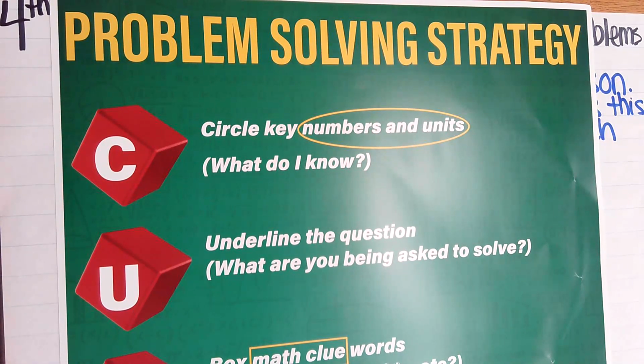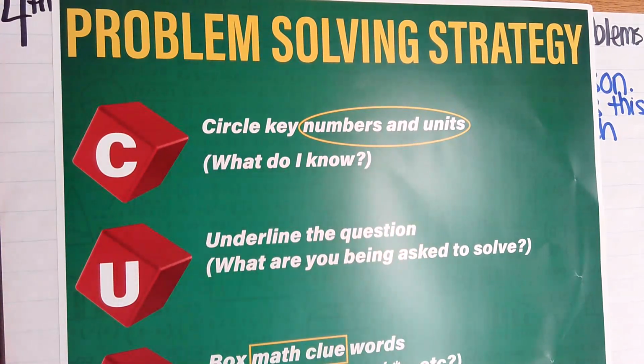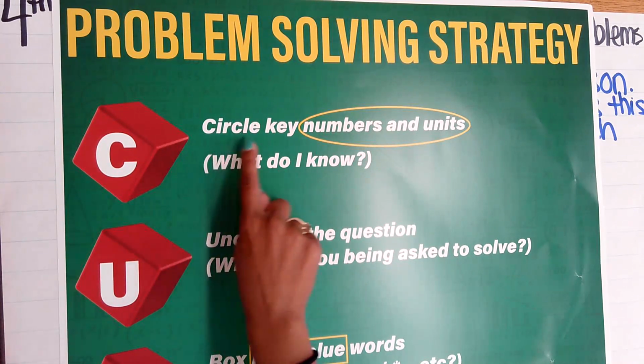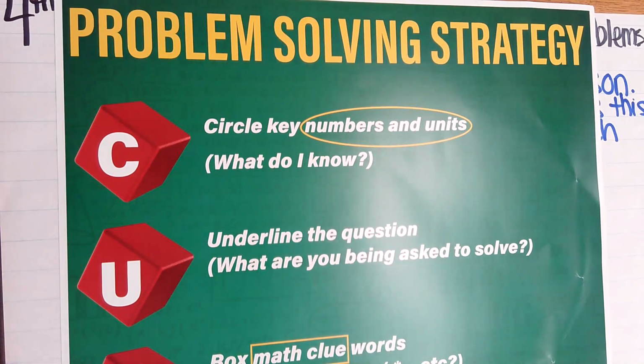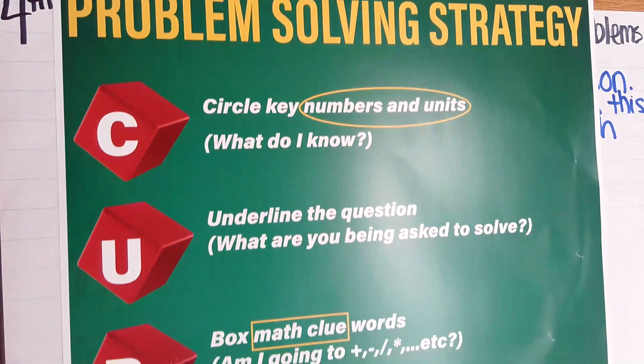So every time students have a word problem, they are reading it through once. Then they're going back and they are doing these skills that are represented by each letter in CUBES. So C stands for circle key numbers and units. This tells us what we know. U stands for underline the question. This helps us to figure out what we're being asked to solve.